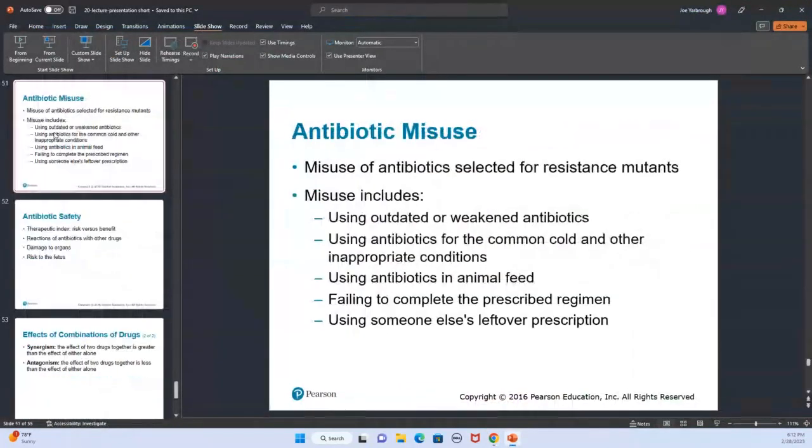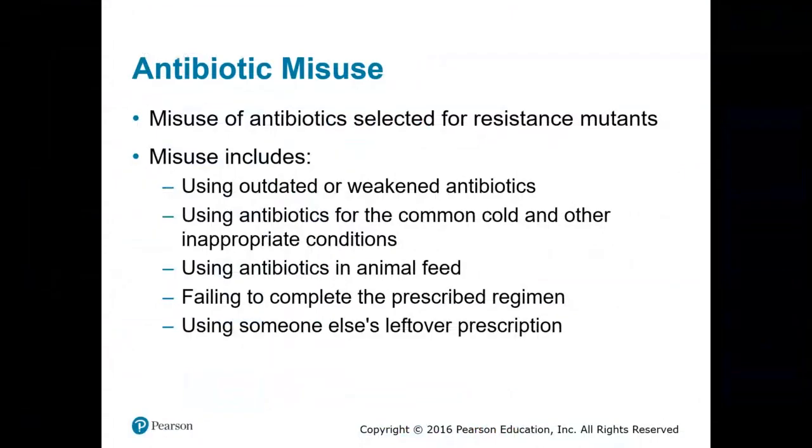All right, so I think we left off at misuse of antibiotics, and this was covered again in the video a minute ago, so it's kind of a repeat, but I'll go back over it again. So again, don't use outdated, weakened antibiotics. If they're old, throw them out, all right? And don't flush them down the toilet. Don't do that with any medication.